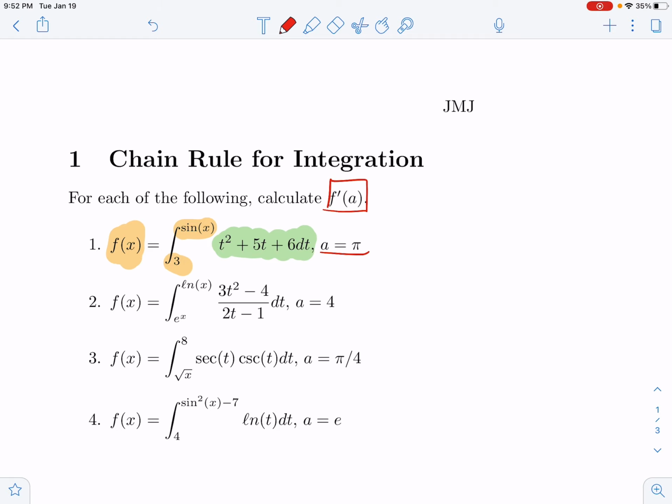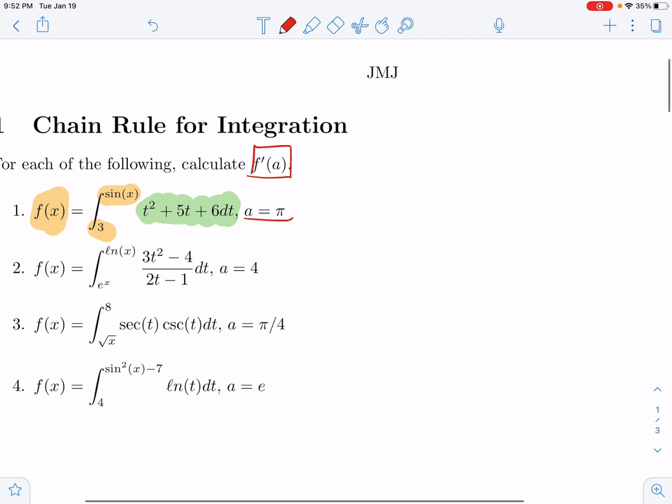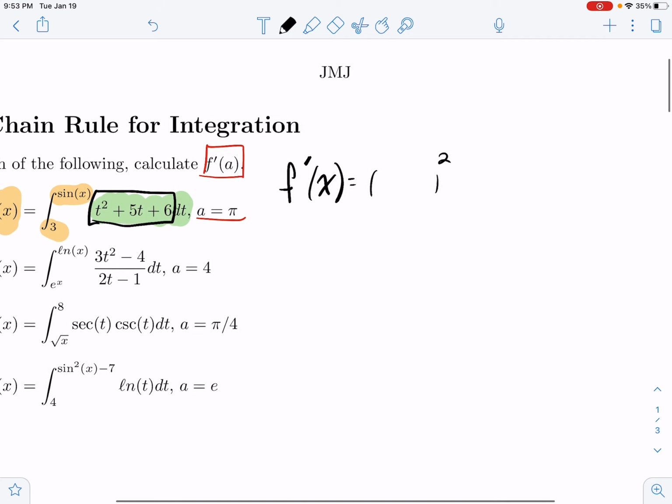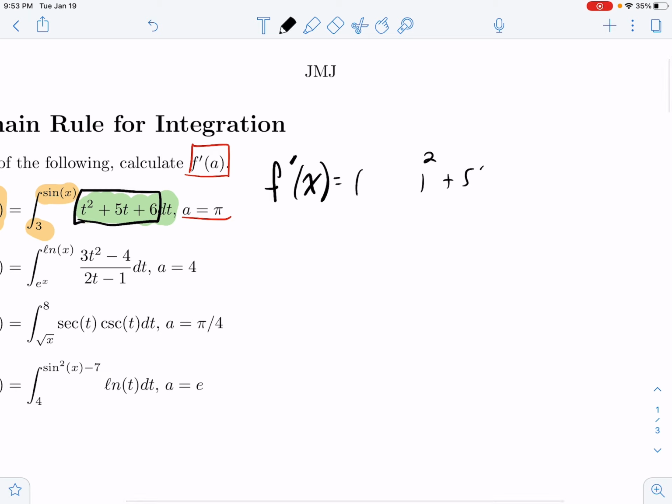Well, actually, it's quite easy. If I wanted to write down f prime of x, we'll start there. What I do is I take my function in my integral, and I'm going to kind of write it down with parentheses. Now, you don't have to do it with the parentheses. I think it's just easy to see on a first example.